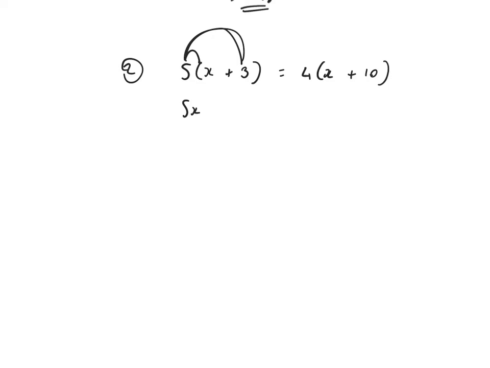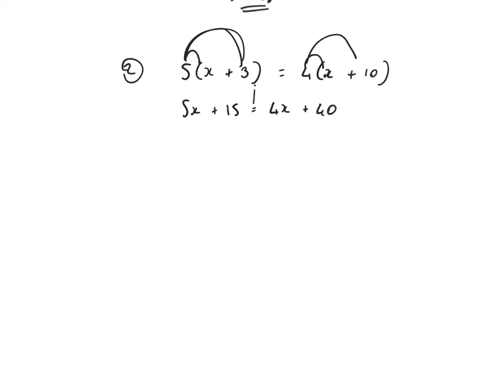Okay, let's try an example 2. 5 bracket x plus 3 is equal to 4 bracket x plus 10. Okay, so 5 lots of x, 5x, 5 lots of 3, that's 15, is equal to 4 lots of x is 4x, and 4 lots of 10 is 40.